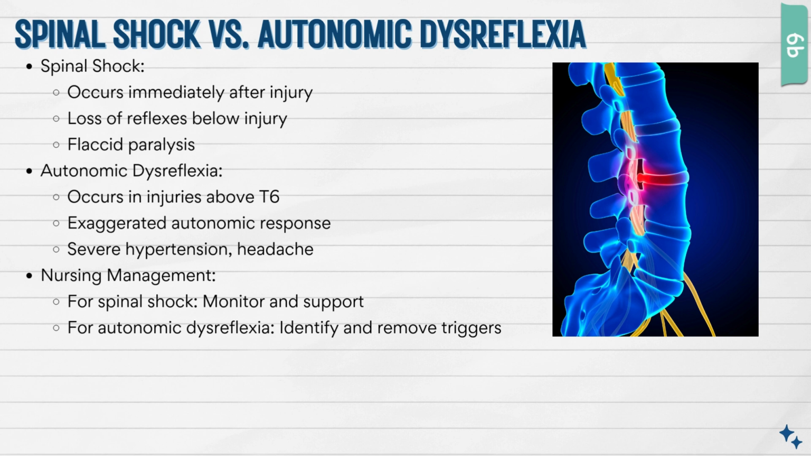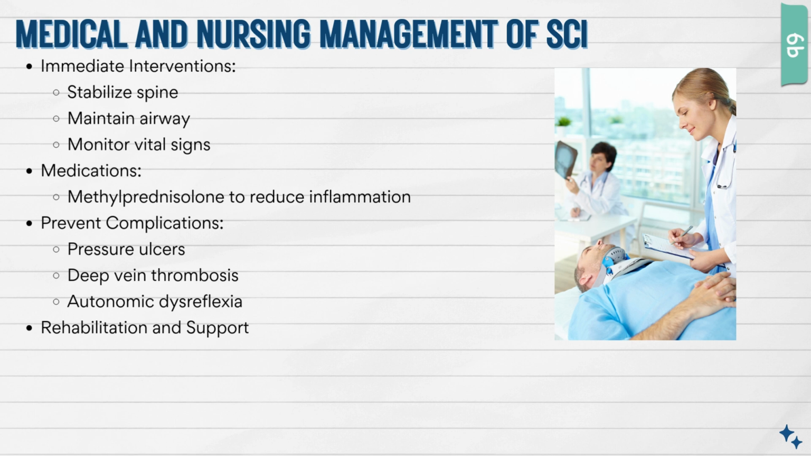If you do not remove the triggering stimulus or fix it really quickly, it can lead to all sorts of complications, and it can be life-threatening for these patients. Okay, so the nursing management for autonomic dysreflexia is, the first thing is, identify and remove the trigger. For spinal shock, you're going to monitor and support the patient as needed, and you're going to try to prevent future injuries.